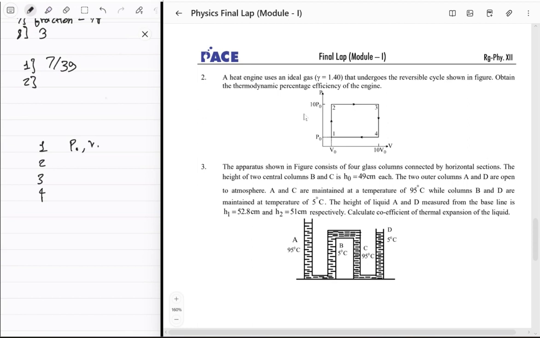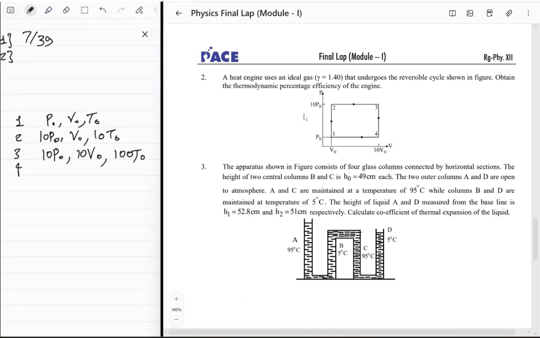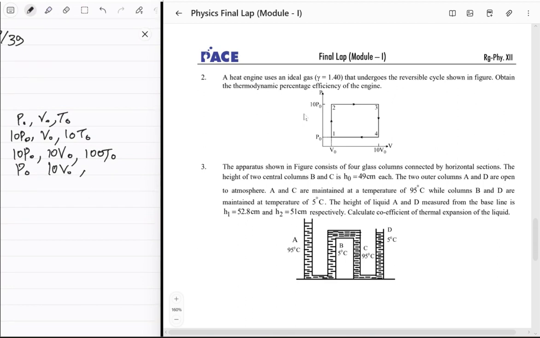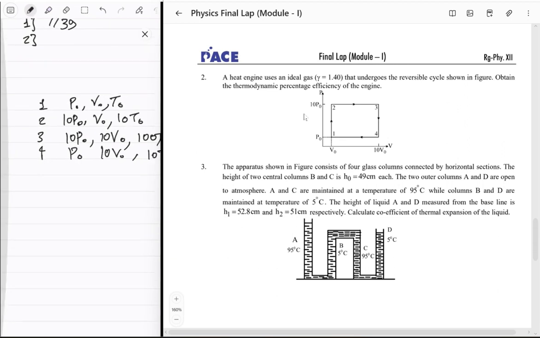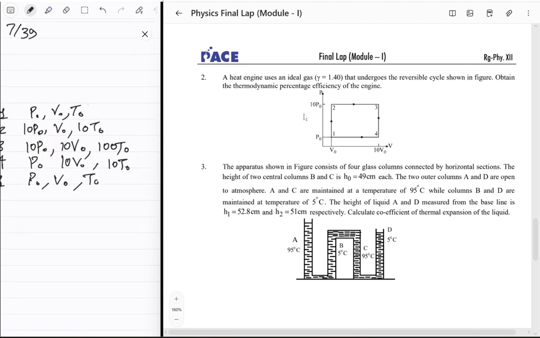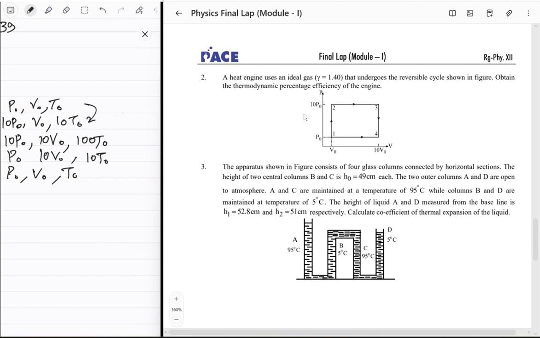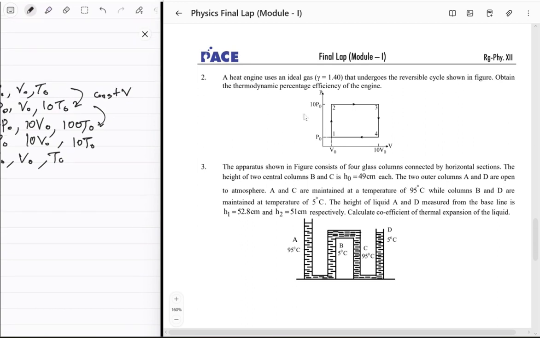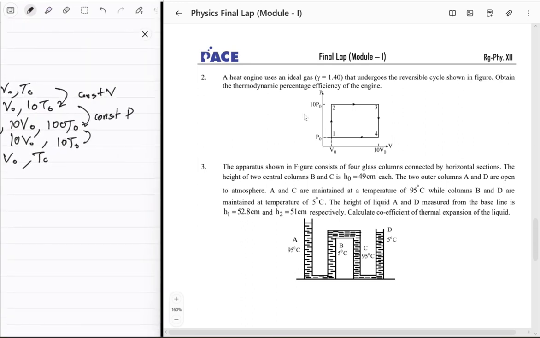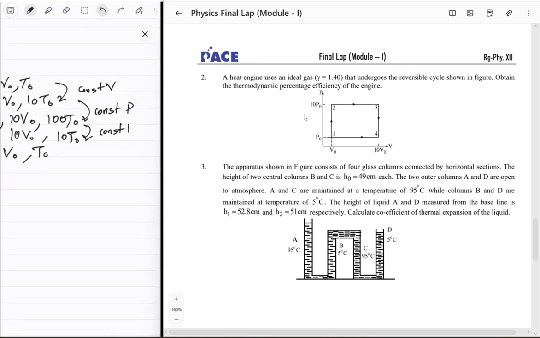What's at 1? P naught V naught, this is actually T naught. Okay. Then at 2, the volume is V naught, this thing is 10 P naught, and temperature is going 10 P naught as well, 10 T naught, sorry. And at the third, it is 10 P naught, volume is now 10 V naught, so it's actually 100 T naught. Wow. And later, this is 10 V naught and 1 P naught, and this will decrease, like 10 T naught, right. And then back to 1, so P naught V naught T naught. This is constant volume. Okay, constant volume. This is constant pressure. This again constant volume and this constant pressure.